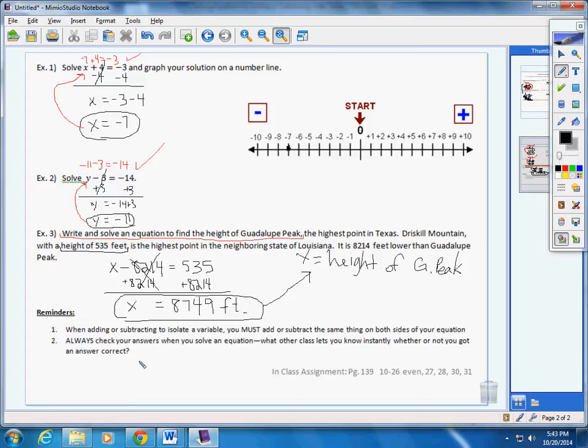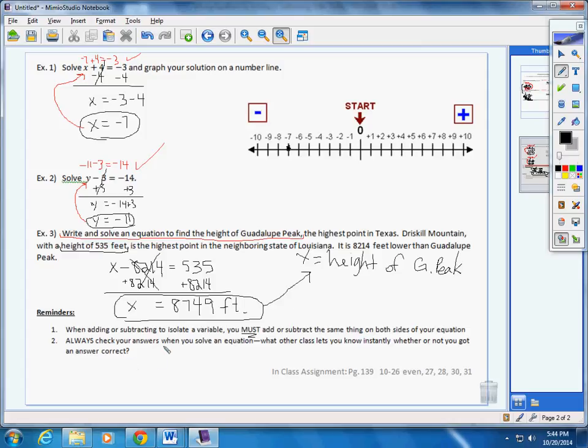Okay, just a couple reminders. When adding or subtracting in order to isolate a variable, you must, absolutely must, add or subtract the same thing on both sides of your equation. If you don't, your equation is now unbalanced, and you now have a false statement. So you're going to get the wrong answer for your variable. You must keep the equation balanced.